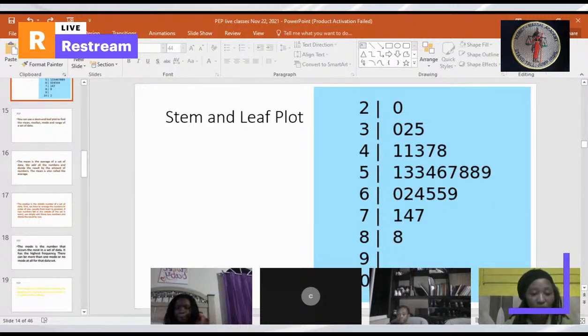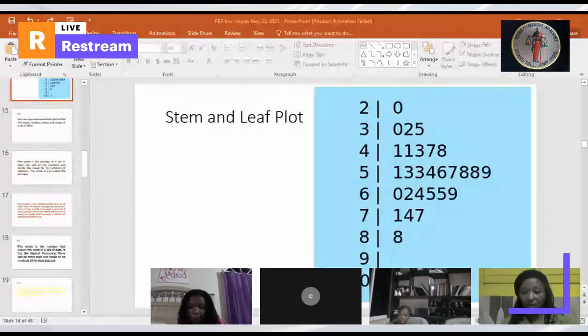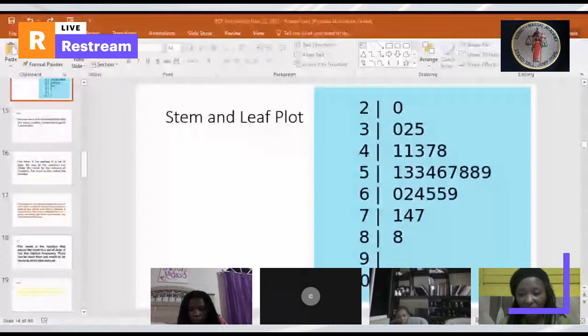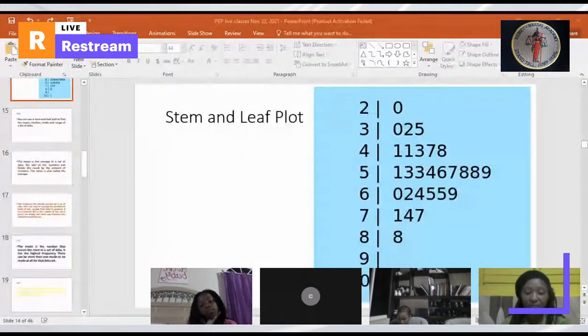So far, do you understand how to read it? Good night, Peter Gay. Welcome. Do you understand, scholars, how to read the stem and leaf, combining them, which is the first digit of the number, with the leaves, which is the second digit? Is that clear to you?